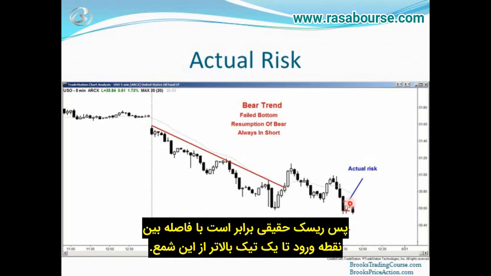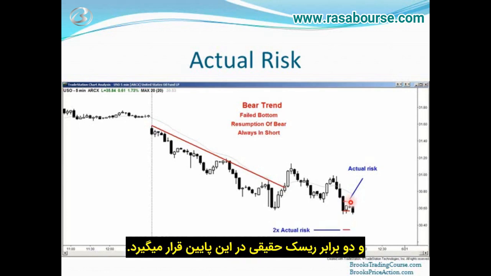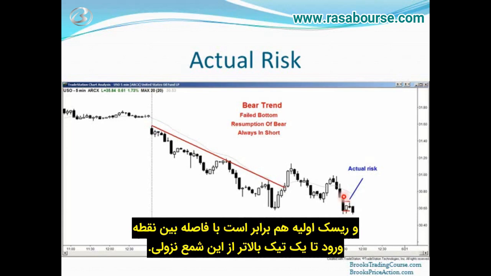So their actual risk is their entry price to the stop that would have allowed them to hold their position, 1 tick above the high of this bar, and 2 times that actual risk is down here, which is around 1 time the size of the initial stop, from the sell at this close to 1 tick above the high of that bar.